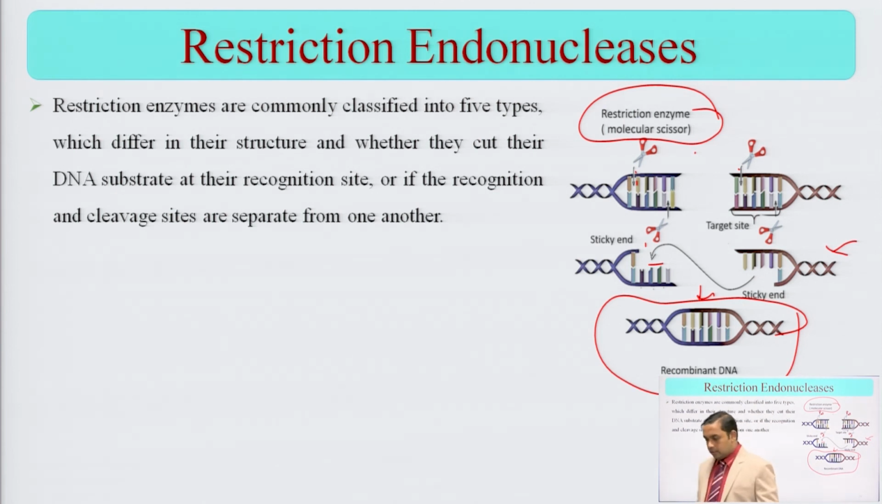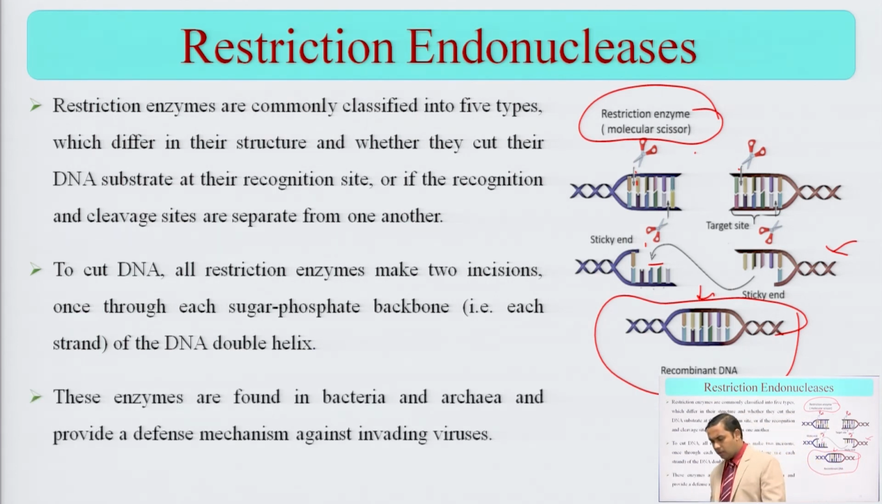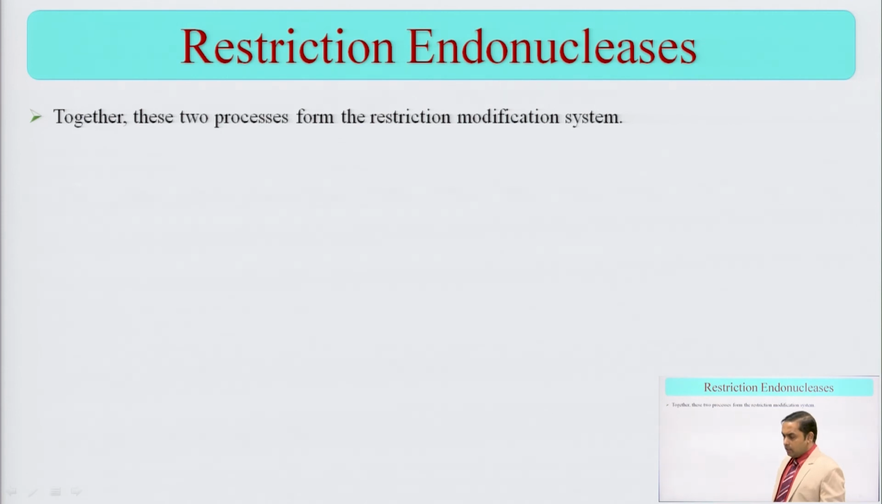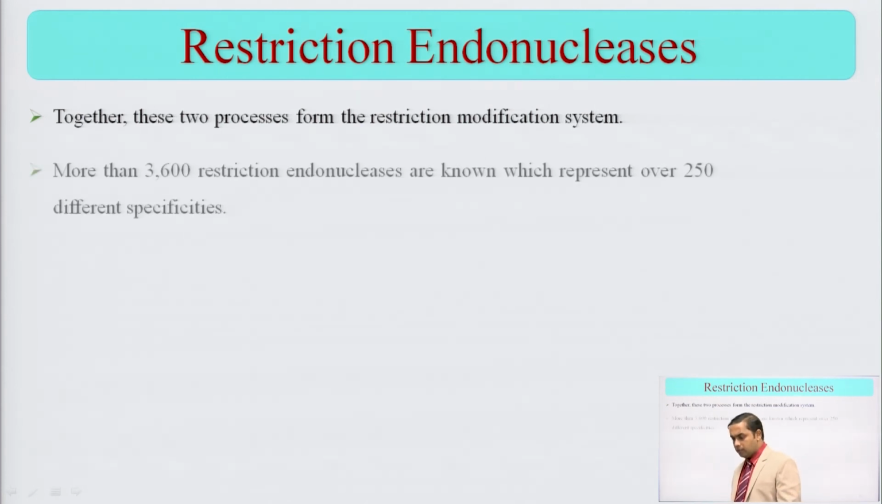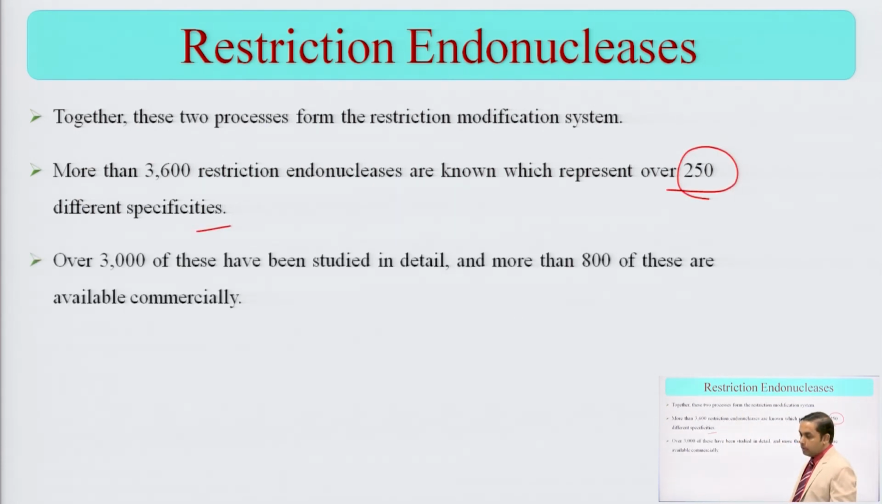The restriction enzymes commonly used are classified into 5 different types, which differ in their structure and other things. These enzymes are found in bacteria or archaea. Together the two processes are called the restriction modification system, and more than 3600 restriction endonucleases are known, which represent over 250 different specificities. Over 3000 of these have been studied in detail, and more than 800 are available commercially.